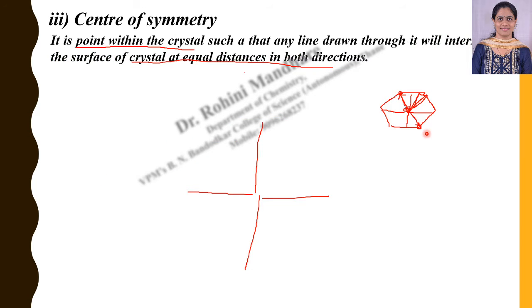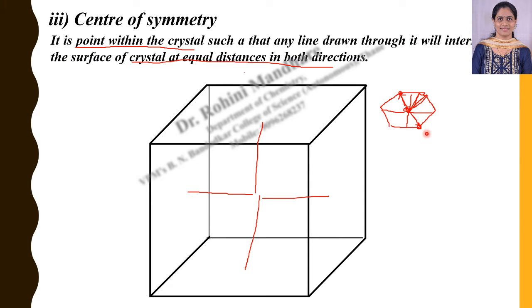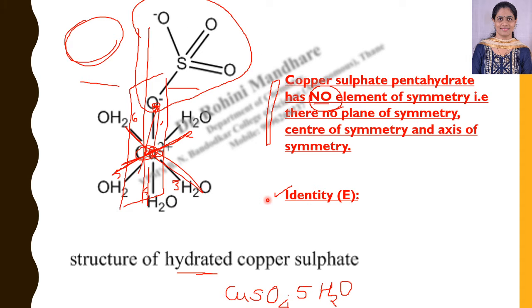Then center of symmetry is one point, from which along plus x and minus x direction you will get the same distance, and another point will be located at the same distance. So for cubic this will be the center of symmetry. You can touch any face at equal distance in the opposite direction. So if you calculate the distance to plus x or minus x opposite faces, it will be the same distance. If you calculate plus y minus y, it will be the same distance.